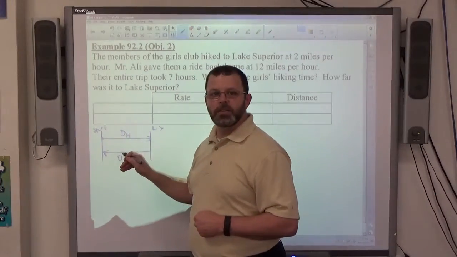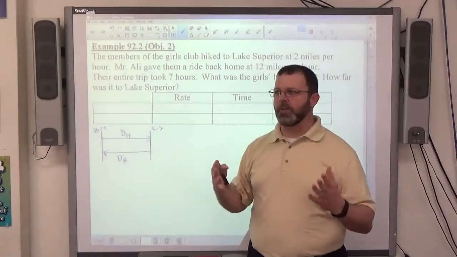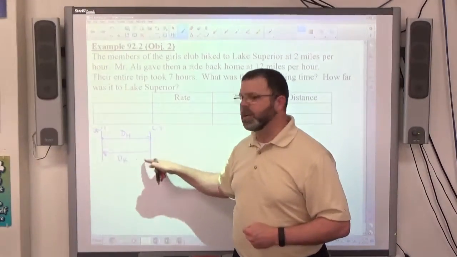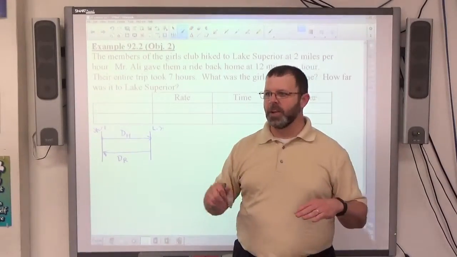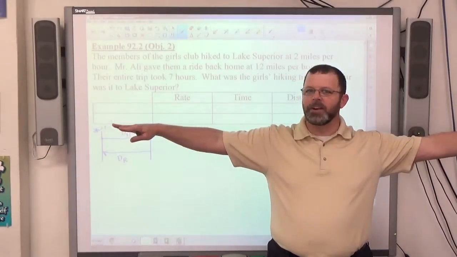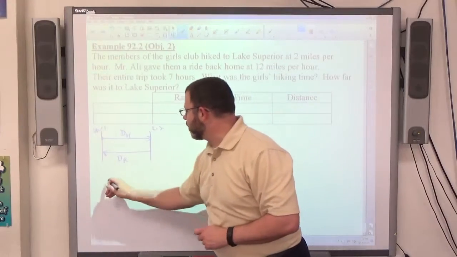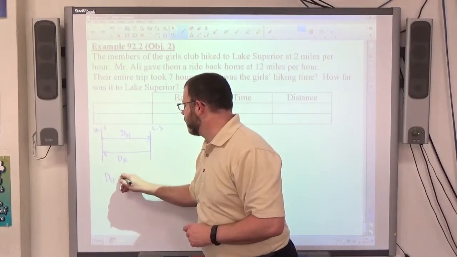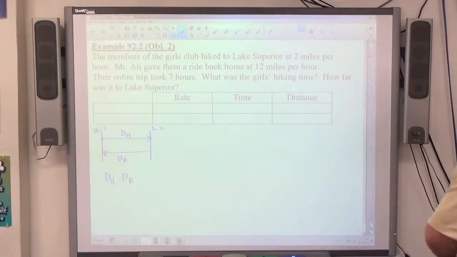Do we know that distance? No. So they went somewhere, they went back, they did a round trip. The distance going and the distance returning should be the same, right? There wasn't some earthquake as they got done hiking, where the earth separated and all of a sudden they're further away than they were. So the distance there and the distance back are equal. So the distance hiking is equal to the distance riding. That's another scenario where the distances might be equal.